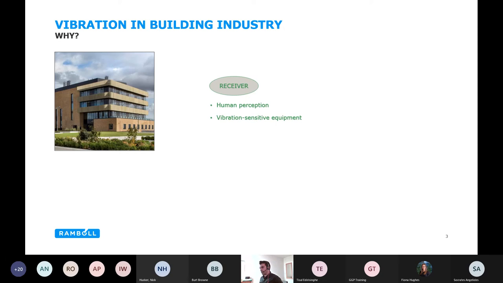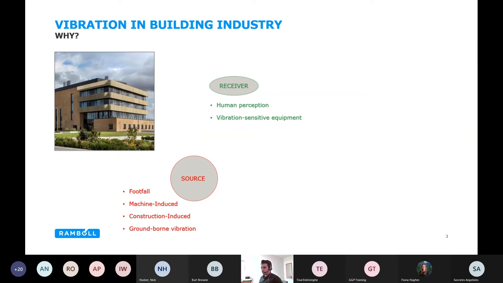And for that purpose, we need to follow the design of the building through the different RIBA stages and make sure that vibration levels within the building, where the vibration sensitive equipment is, for example, are appropriate for the equipment to be housed there.